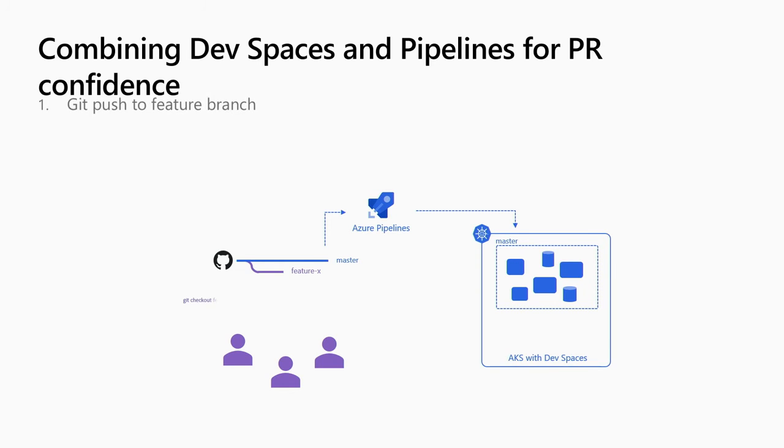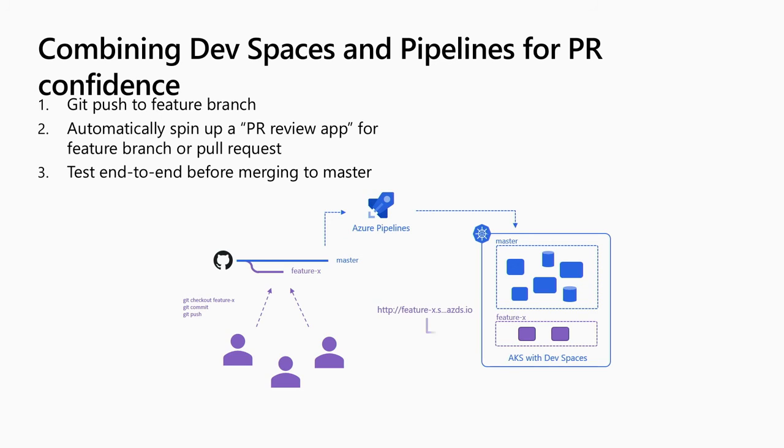Now, the next step is what John did. He created a feature branch, and he pushed his changes into that feature branch. Now, what we're going to do is, the moment a pull request is created against the master branch, we are going to trigger another pipeline, which is going to create another dev space inside the same AKS cluster and deploy the changes that John did into that particular dev space.